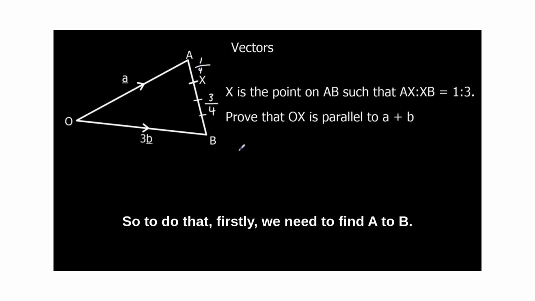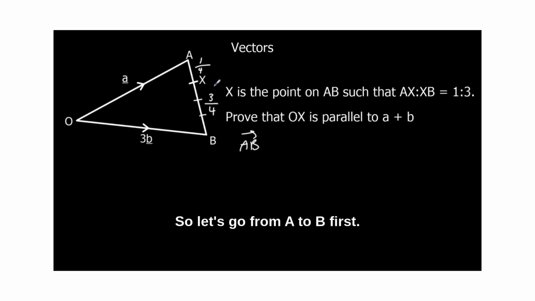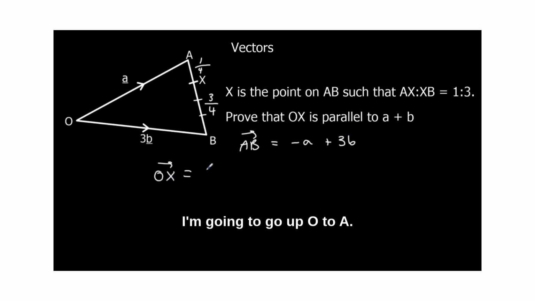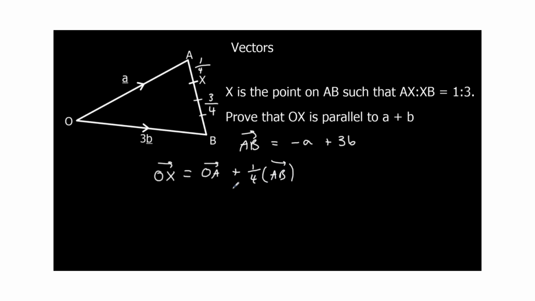To do that, firstly we need to find A to B. So let's go from A to B first. We go minus an A down to O, and then plus 3B. That's A to B. Then to go O to X, I go from O to A, and then from A to X, which is 1/4 of AB. So O to A is an A, plus 1/4 of minus A plus 3B.